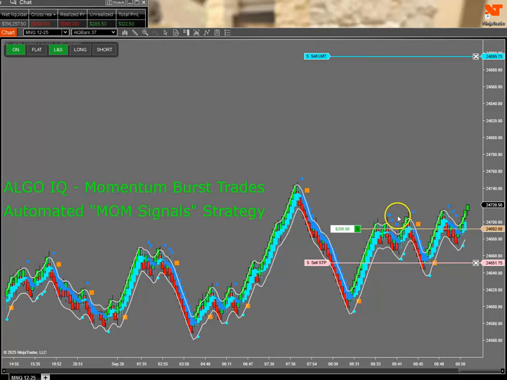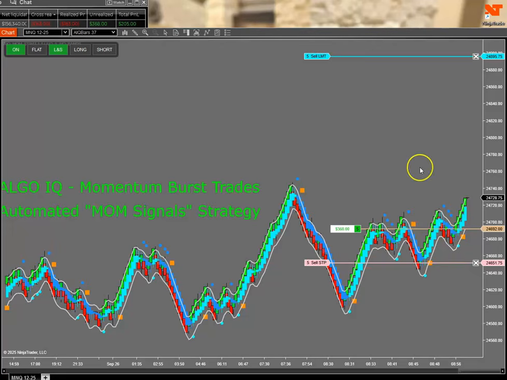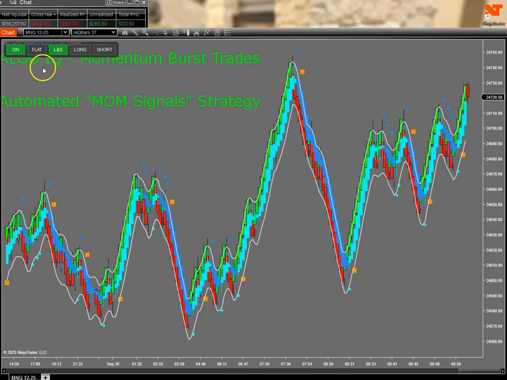Because here I've had one signal, two signal, three signal, now four signal. With any little push like this, I'll just grab some positive, flatten it, then I'll turn the strategy back on and see what we get. So let's do that. Let's hit flatten.